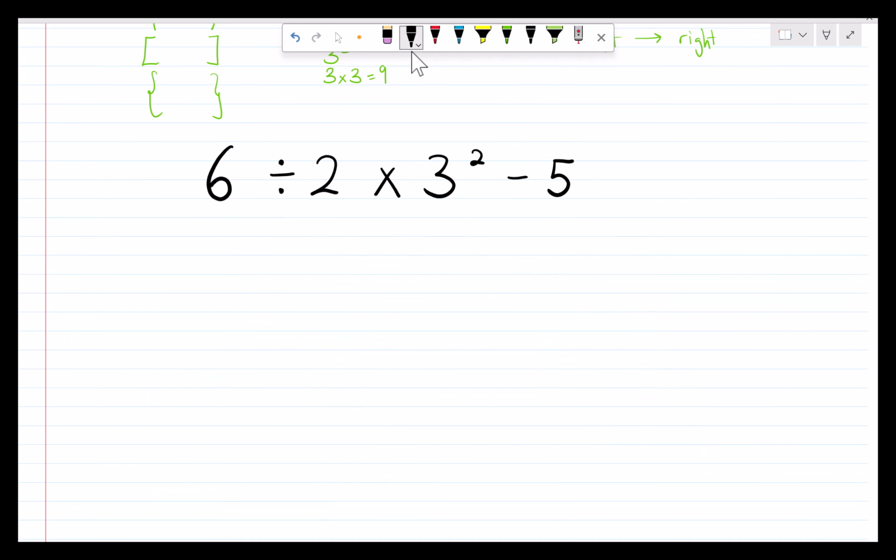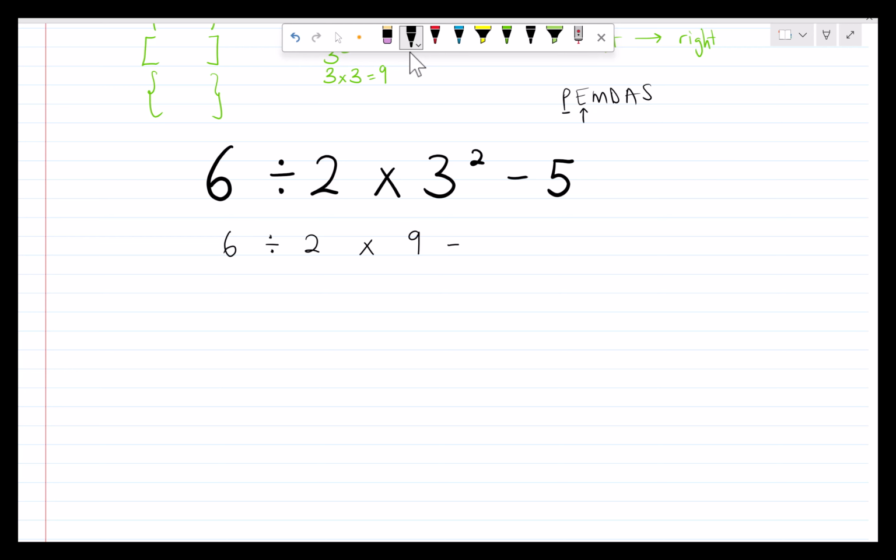We had 6 divided by 2 multiplying 3 to the power of 2 minus 5. Looking at our order of operations, which is PEMDAS, we are going to start with exponents. The reason why we're starting with the exponent is because we do not have any brackets. And the exponent that we have in this example is the 3 squared. So I'm going to rewrite this as 6 divided by 2 multiplying 3 to the power of 2, which is equal to 9, minus 5.